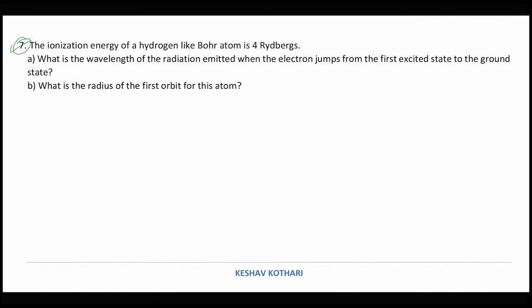So the energy of the electron in the hydrogen-like atom in the nth orbit is given by the expression En is equal to Z square Rhc upon n square. And from here we can say that Rhc is regarded as equal to 1 Rydberg. So we take this value as equal to 1 Rydberg.